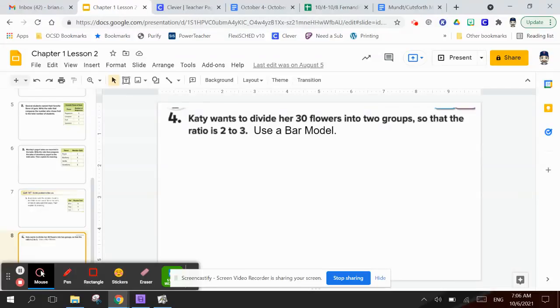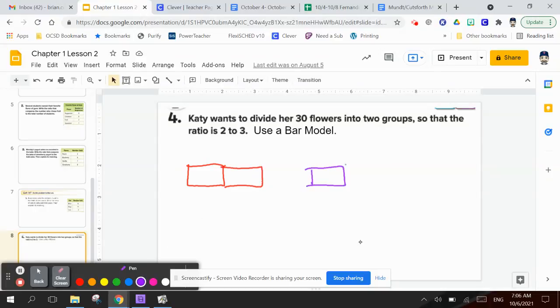So the last one today is a word problem. Number 4 says that Kate wants to divide her 30 flowers into 2 groups so that the ratio is 2 to 3. Here we're going to use a bar model. So I look at my ratio as 2 to 3, which means that she has 2 groups over here of roses, and over here she has 3 groups of lilies. She has 30 total flowers. We want to know how many are in each group. So how many total groups do I have? 1, 2, 3, 4, 5.